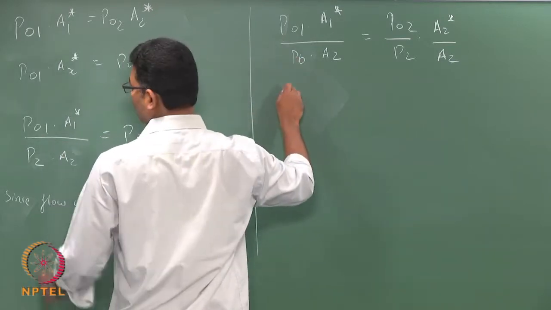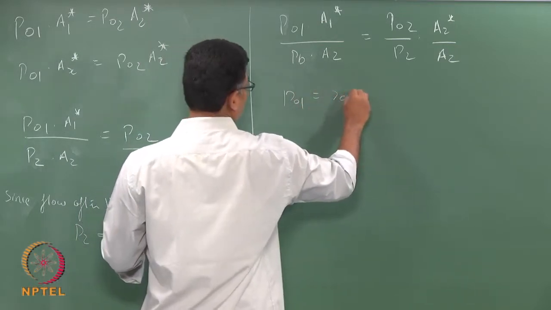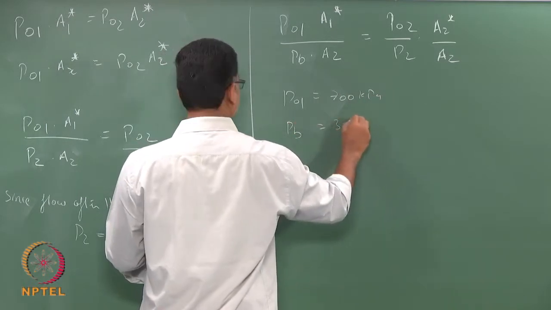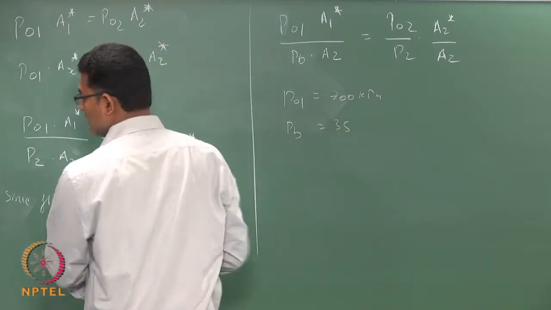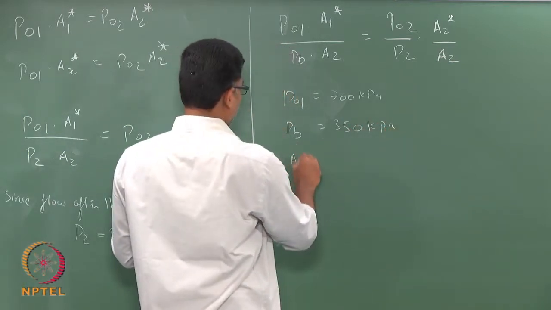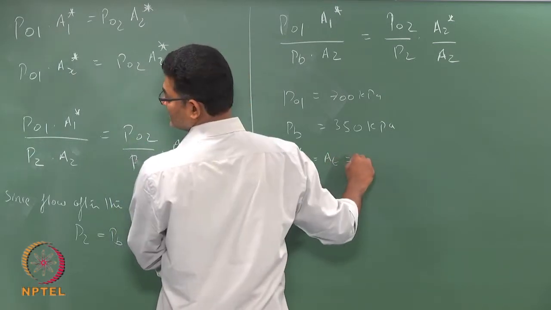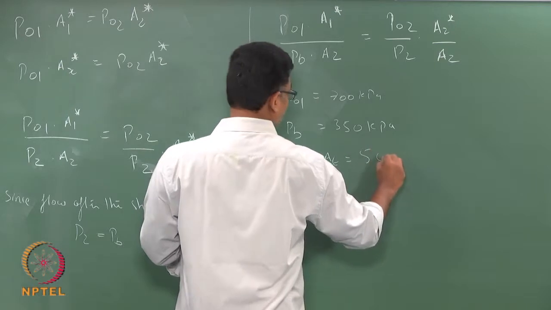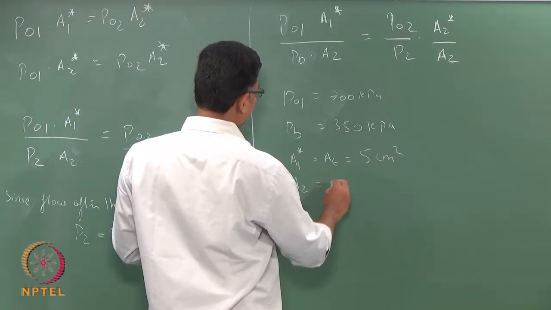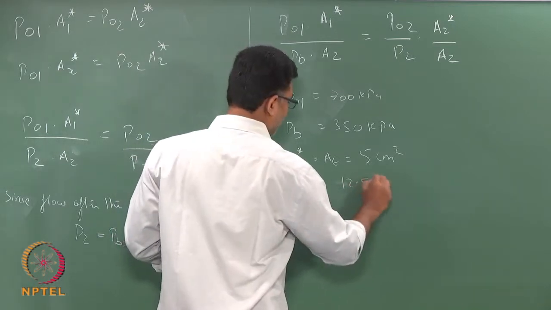So P01 we know, P01 is 700 kilopascal, PB is 350 kilopascal, A1 star is my throat area, which is 5 centimeter square, A2 is my exit area, which is 12.5 centimeter square.